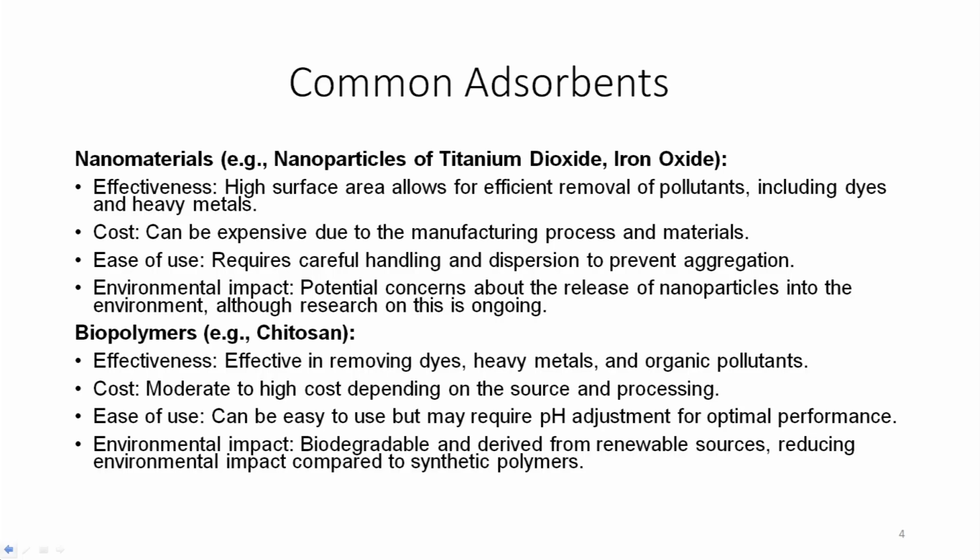Biopolymers such as chitosan. Effectiveness: effective in removing dyes, heavy metals and organic pollutants. Cost: moderate to high cost depending on the source and processing. Ease of use: can be easy to use, but may require pH adjustment for optimal performance. Environmental impact: biodegradable and derived from renewable sources, reducing environmental impact compared to synthetic polymers.